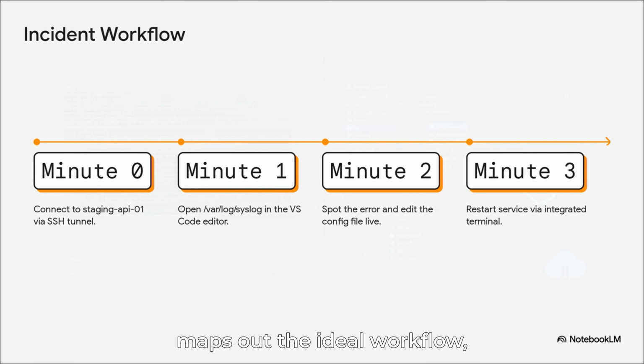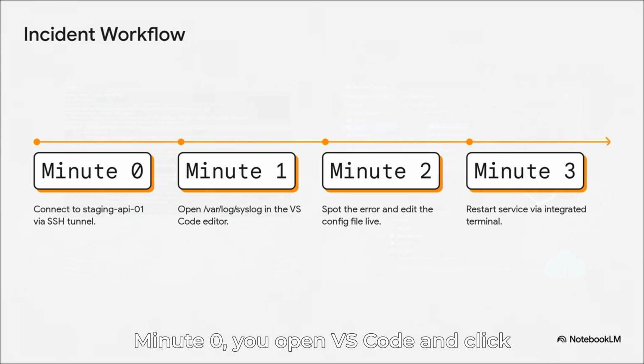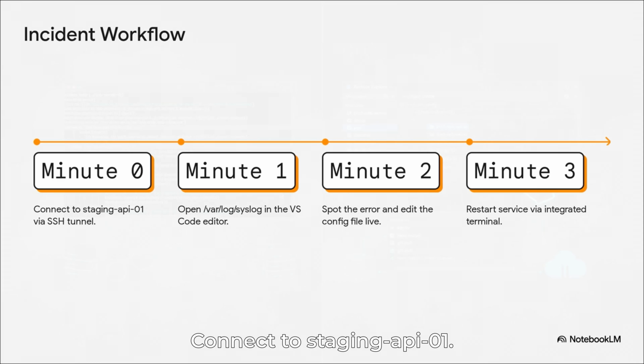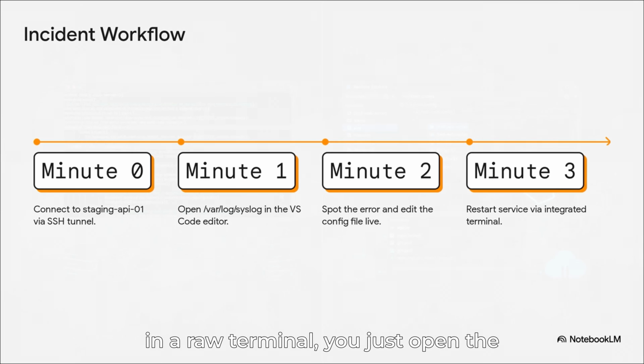This timeline perfectly maps out the ideal workflow, especially if you're doing some over-the-shoulder mentorship with that junior engineer. Minute 0, you open VS Code and click Connect to Staging-API-01. The SSH tunnel is instantly established. Minute 1, instead of running wildly complex string searches in a raw terminal, you just open the syslog right in the VS Code editor. It's fully searchable, it's highlighted.